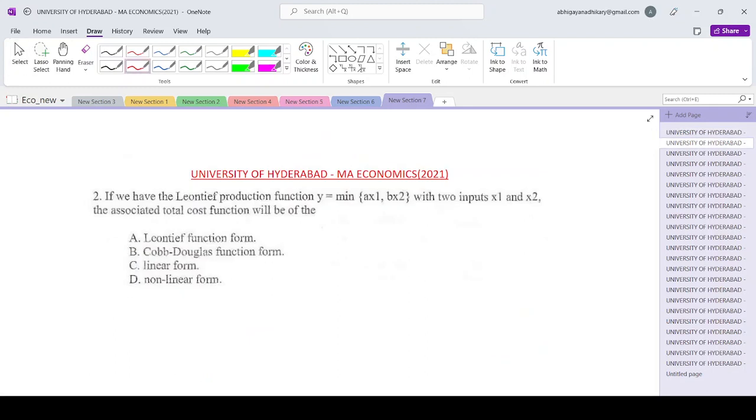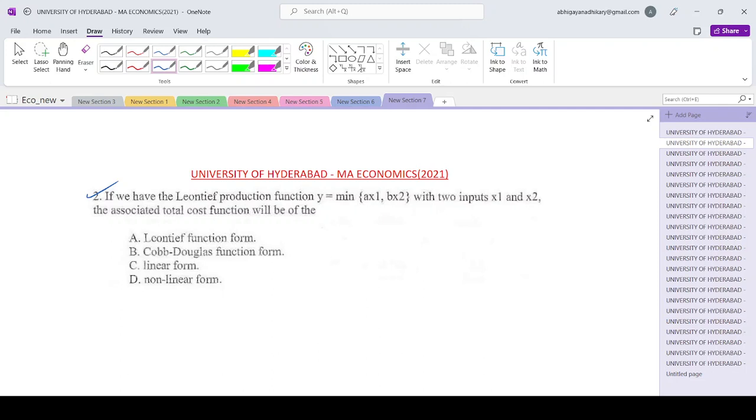We now move on to the second question of the 2021 University of Hyderabad paper, which says that if we have a Leontief production function y equals minimum of ax1 comma bx2 with two inputs x1 and x2, the associated total cost function will be Leontief form, Cobb-Douglas form, linear form, or non-linear form.